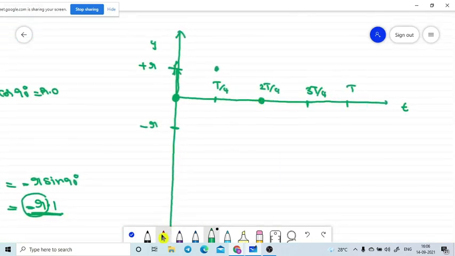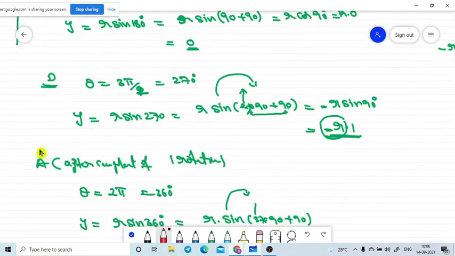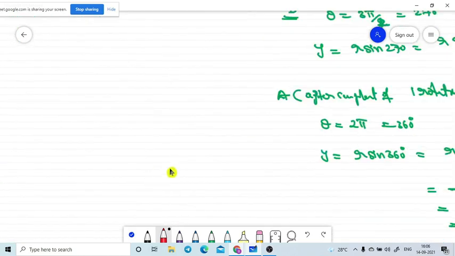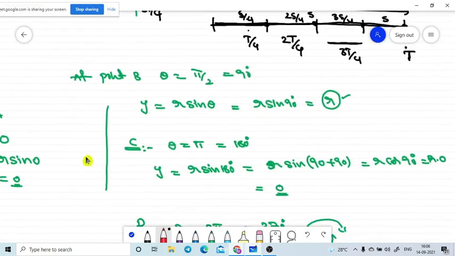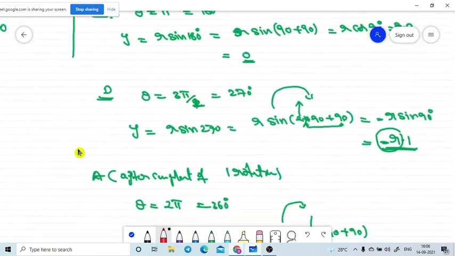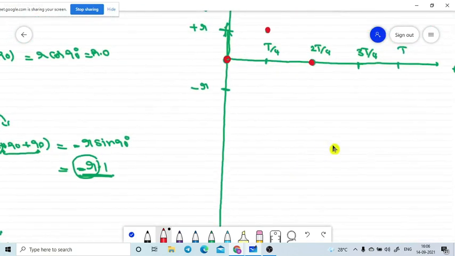So better to take another color. So at t is equal to 3T by 4, where is the particle? The 3T by 4 position is the point D, and the displacement at point D is equal to minus R. Now we are going to write in the minus R. This is the minus R.